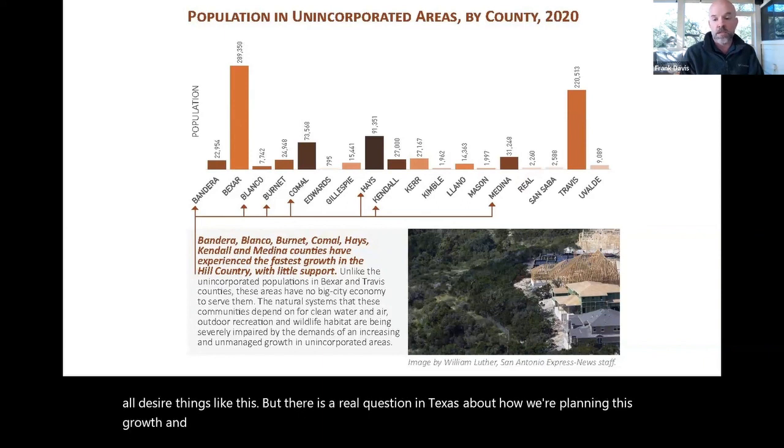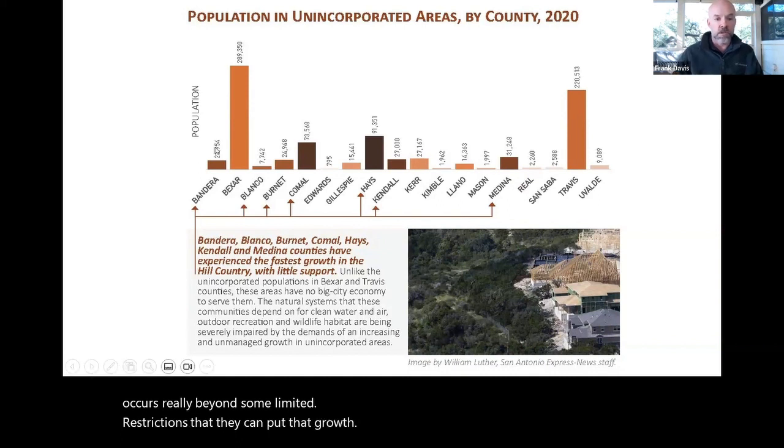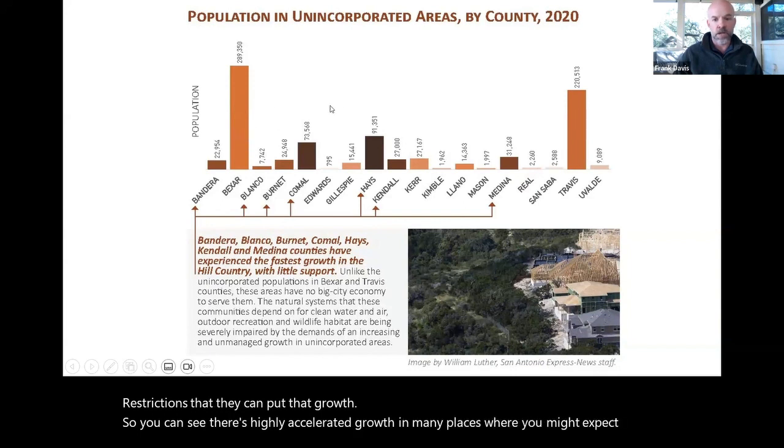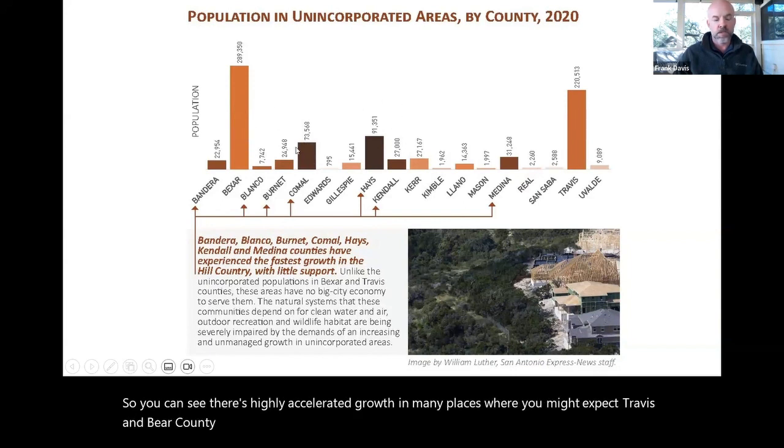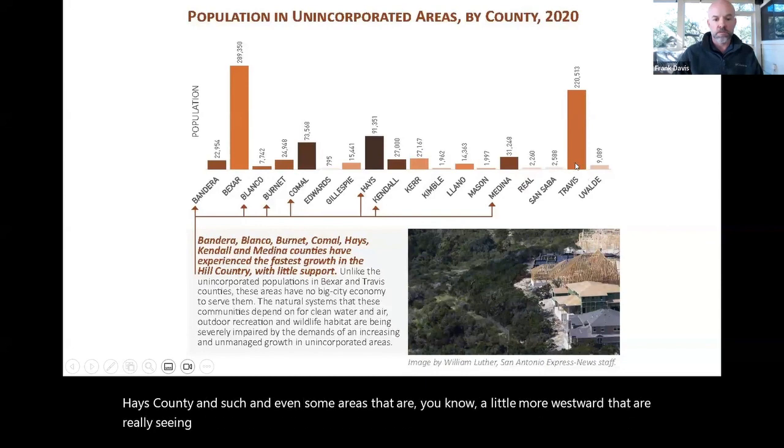And there's the reality that counties do not have any authority to decide where growth occurs, really, beyond some limited restrictions that they can put on that growth. So you can see there's highly accelerated growth in many places where you might expect, like Travis and Bexar County. But then there's some areas along the corridor, like Comal County, Hays County and such, and even some areas that are a little more westward that are really seeing some significant growth.